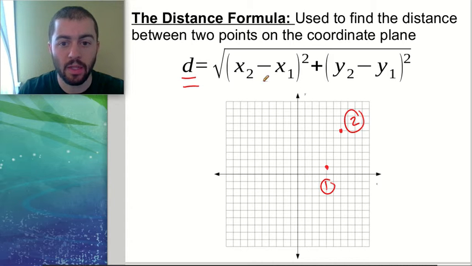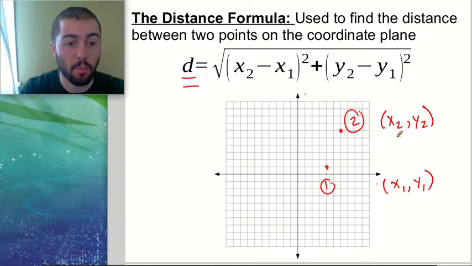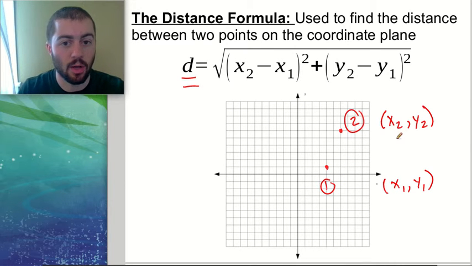What we're using is the x-coordinate and the y-coordinate for each of these 2 points. So point 2, we would have x2 and y2 as our coordinates, whereas point 1, we would have x1 and y1. So these are the numbers, the x and y coordinates of each of these points respectively. These are the numbers that we're going to use in the distance formula.